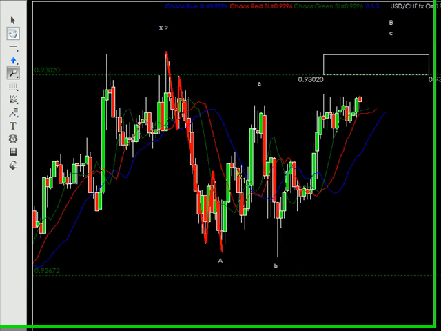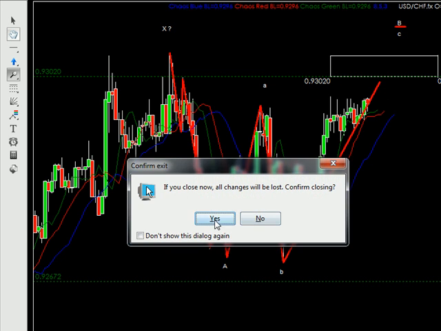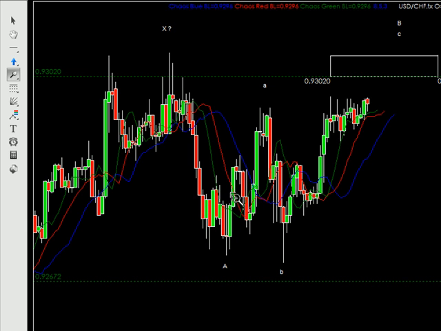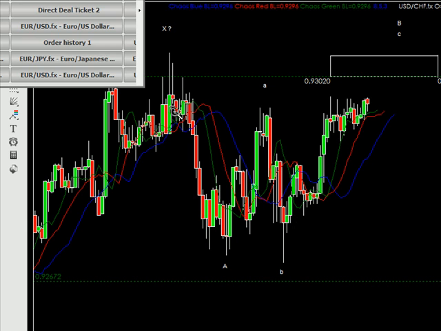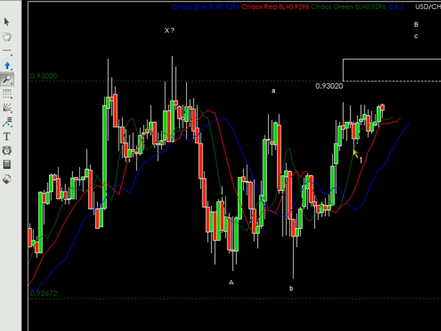And for the move up, I'm going to count this as an A, B, C for my wave B. Looking at the wave C, sorry about that. Looking at the wave C, we have a wave 1, 2, 3, what looks like a 4, and we may be looking at a wave 5 going upwards.